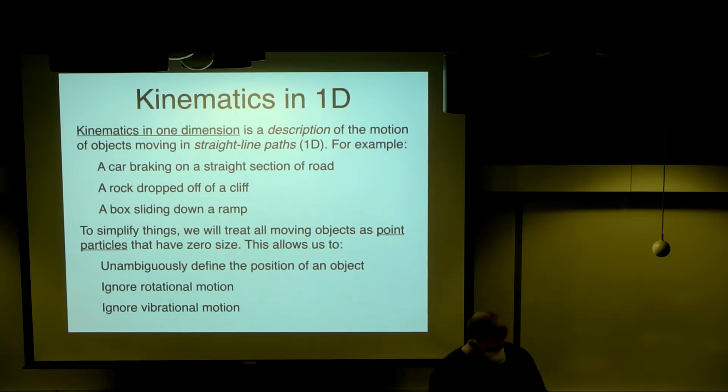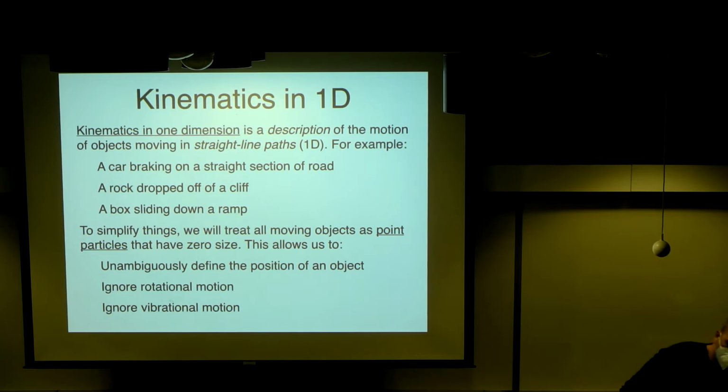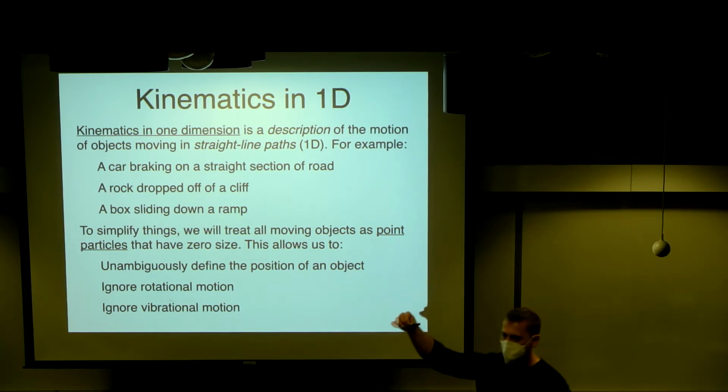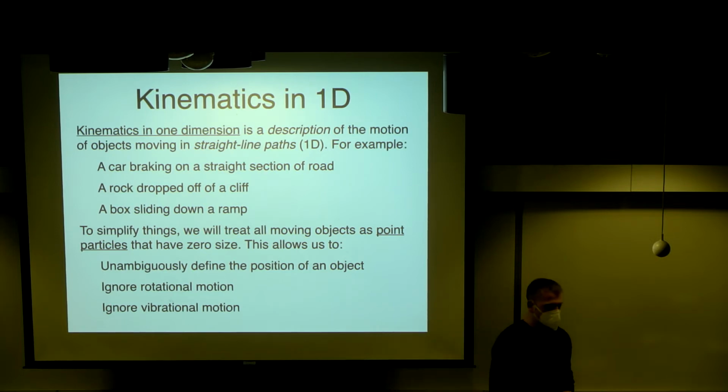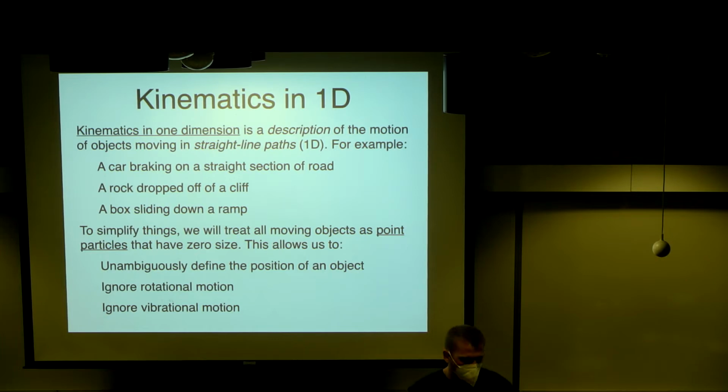Here's another one. Just drop something, have it fall straight down. I'm going to drop a rock off a cliff, right? That object is moving in a straight line. It happens to be a vertical line like this. But the point is, it's straight line motion, okay? Another example would be if you're sliding down a ramp. You're just moving in a straight line. It happens to be angled, but that's another example.